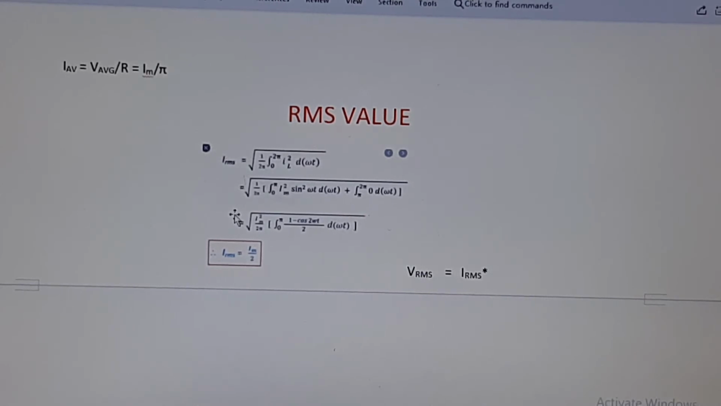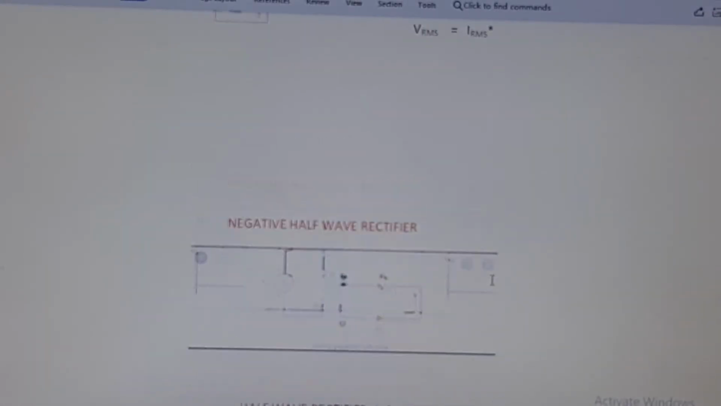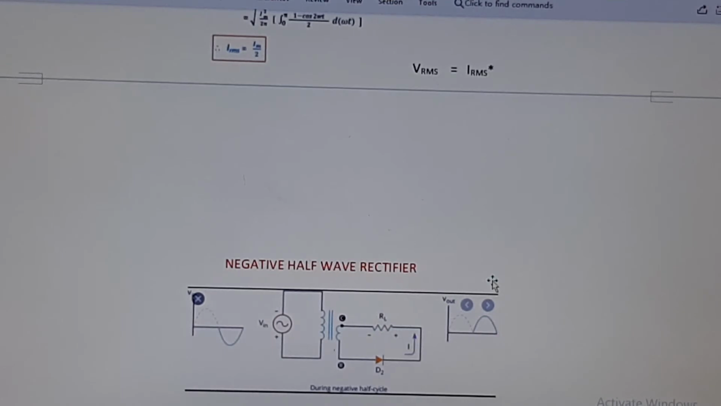If we solve it, we can find that I_RMS is equal to Im by 2. This is the RMS value or root mean squared value of the current, and from this we can easily find that V_RMS is equal to I_RMS into R. That will be the V_RMS value. So this is the average value and root mean squared value.